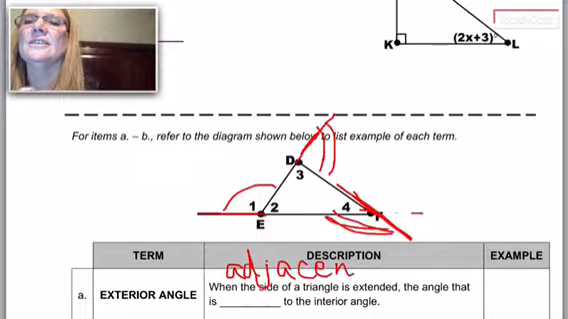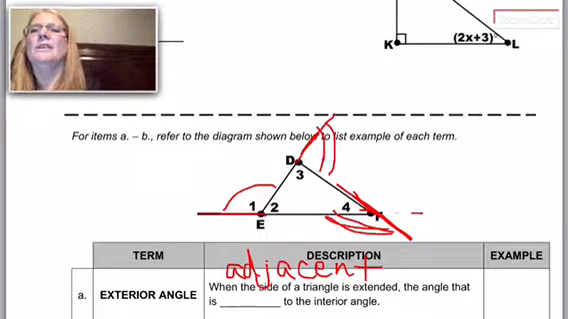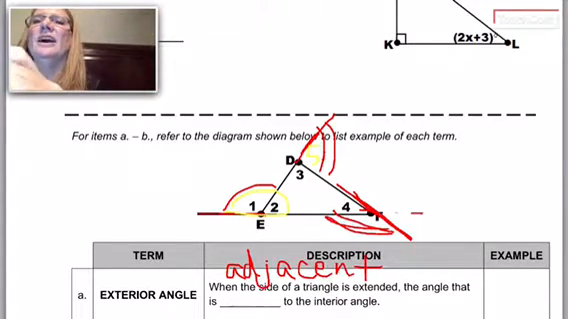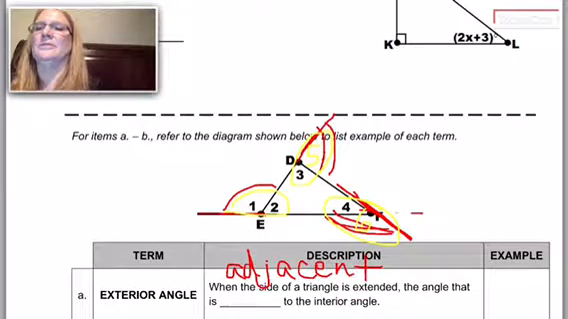Adjacent to the interior angle. Okay, and so think about it. These angles 1 and 2, let me put some numbers on these. Let me get a different color pen. So 1 and 2 is a linear pair, right? So 3, and let's call this 5. This would be a linear pair. And 4 and 6, those would all be linear pairs. When you extend the side of a triangle, the interior angle and the exterior angle created are linear pairs.